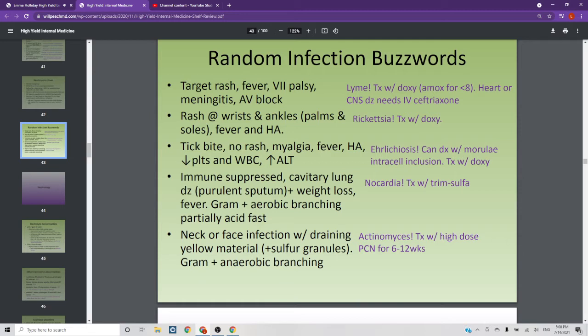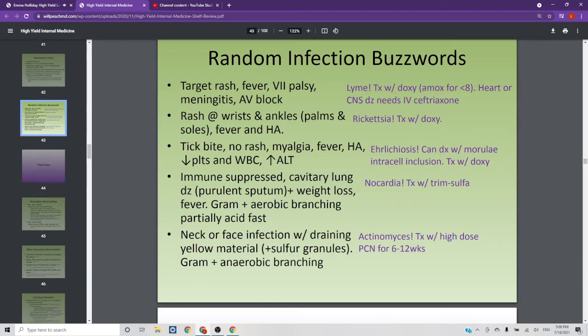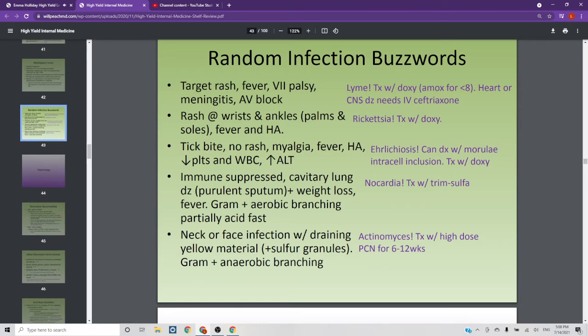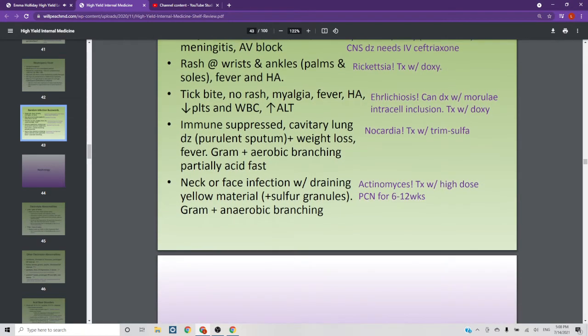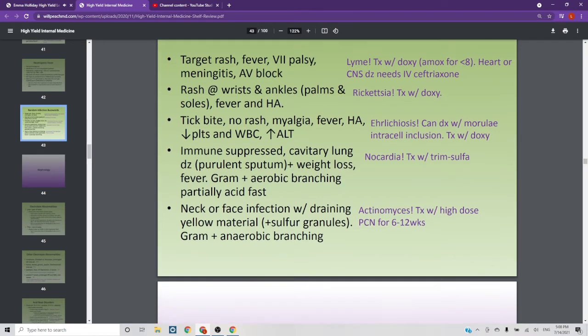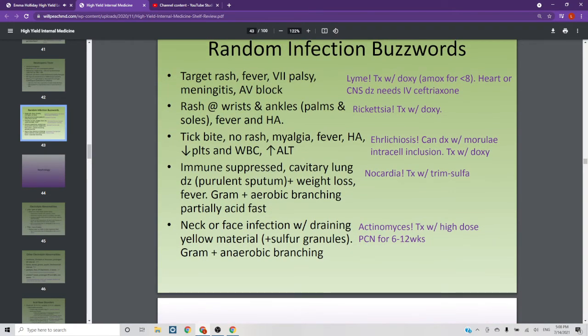So what about in an immune-suppressed patient? They've got a cavitary lung disease, weight loss, fever, and when you look at the sputum, it's got gram-positive bugs that are branching, and they're partially acid-fast. Nocardia, very good. So nocardia, those are the ones that are aerobic, because they're in the lung, and that's where air is, and you treat it with trimsulfa. What about the other branching bacteria that is anaerobic? Yes, that's actinomyces, and for this we need high-dose penicillin.